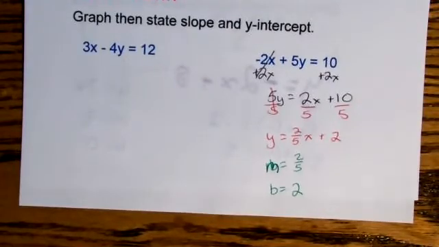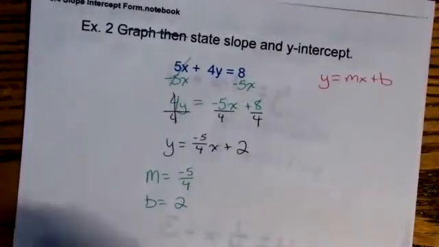So hopefully this helped out. You now should be able to create an equation in the form y equals mx plus b, given slope and y-intercept. You should be able to identify your slope and your y-intercept given an equation. And then you should be able to be given an equation, put it into slope-intercept form, and then identify it all. So many things, I know.